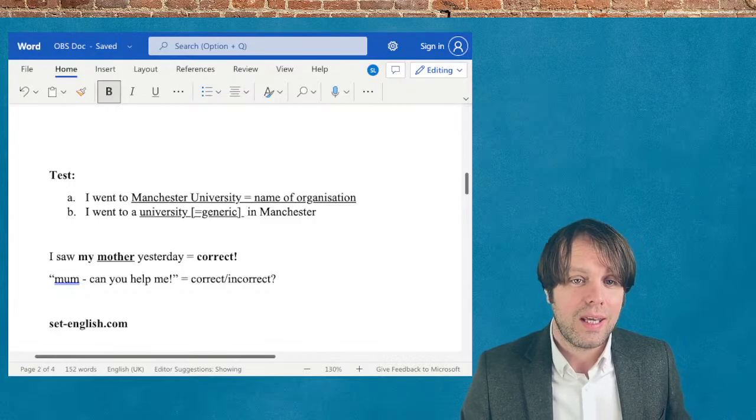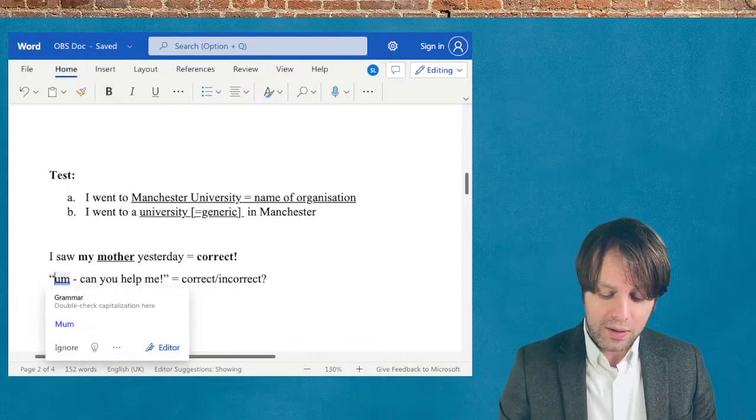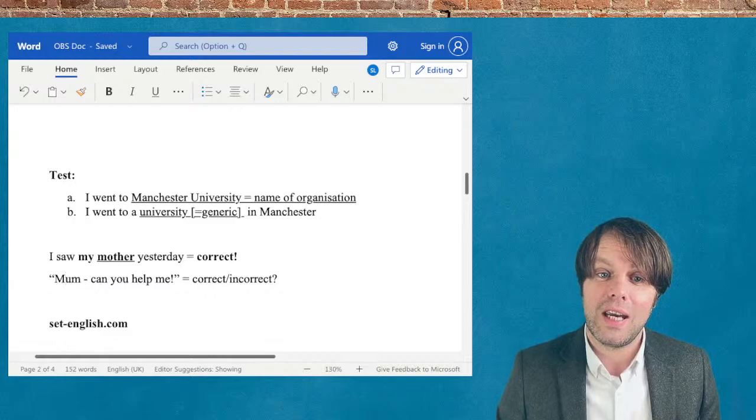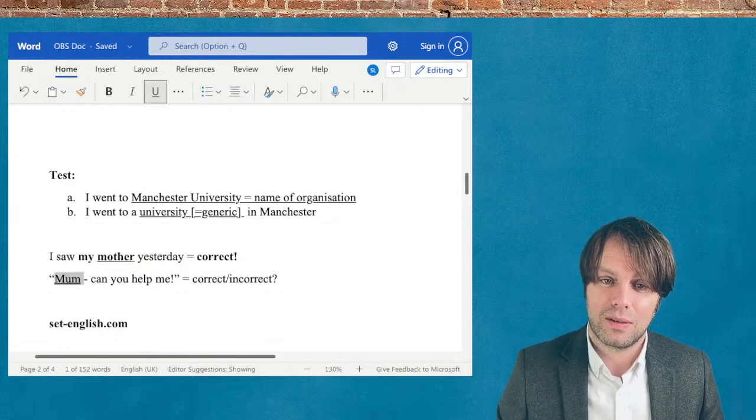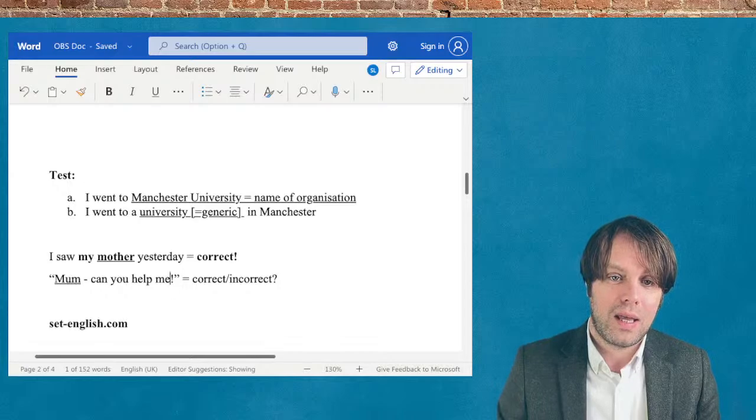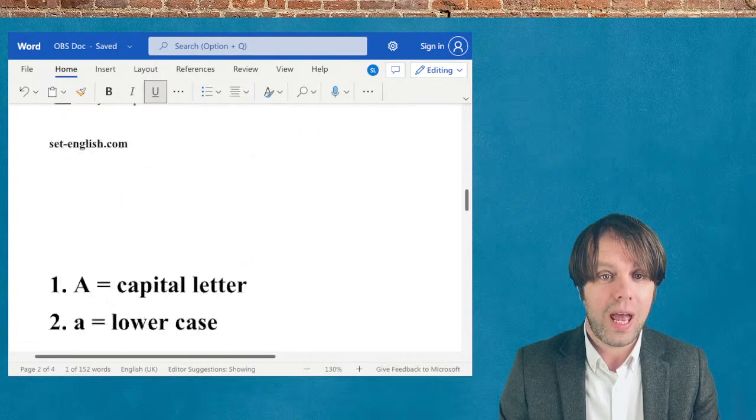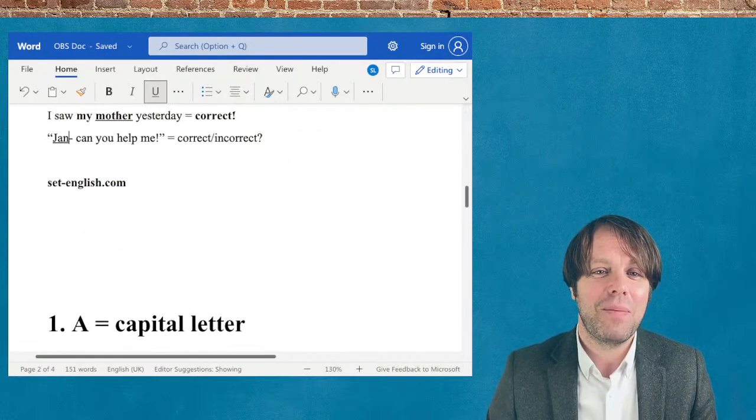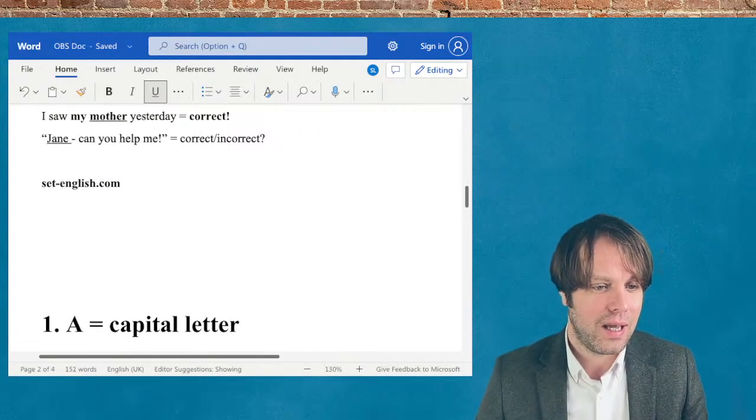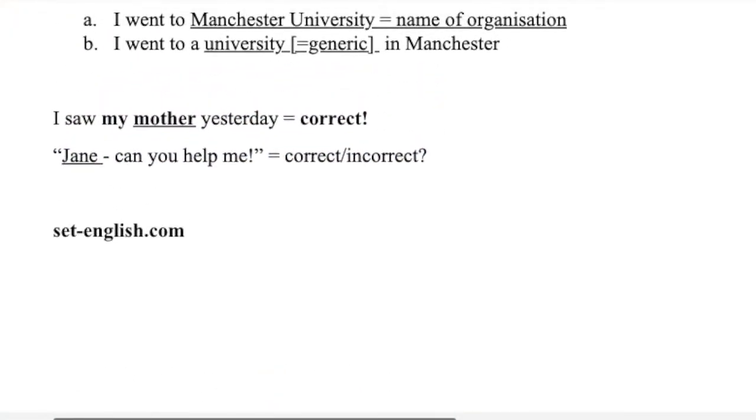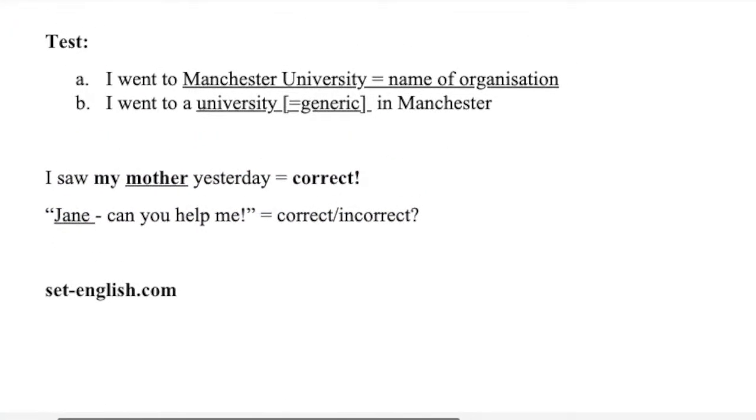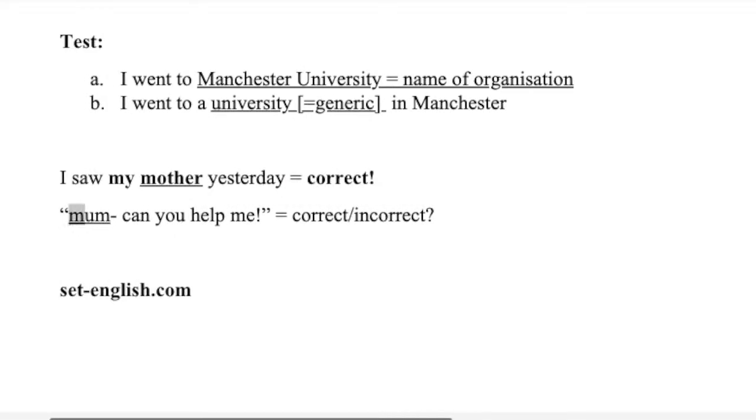The answer is that this one requires a capital letter. Of course it does, because here it's a name, right? So let me just take this back. If I put here Jane, right? Let's just get this a bit bigger, guys. Can you help me? It's a name, right? So if I say mum here with no capital, this is not correct. Why?